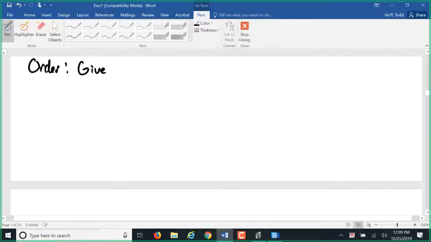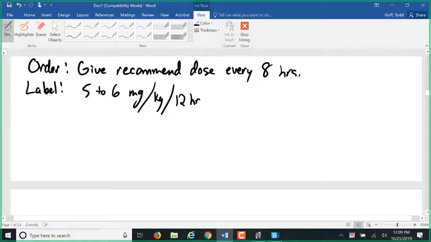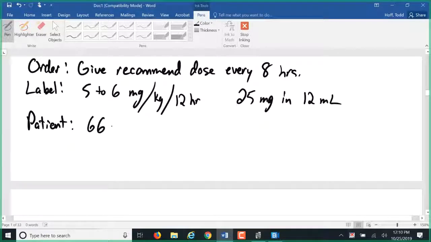So let's say we have an order to give recommended dose every 8 hours. Our label recommends 5 to 6 milligrams per kilogram for 12 hours. Label says 5 milligrams in 12 milliliters. And our patient is, well, let's make it 66 pounds.